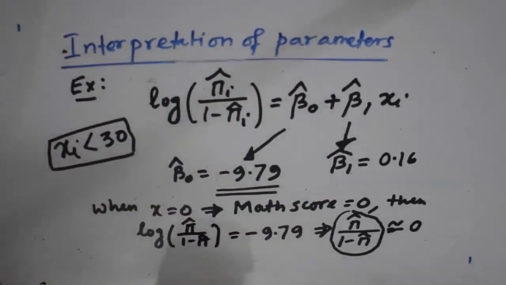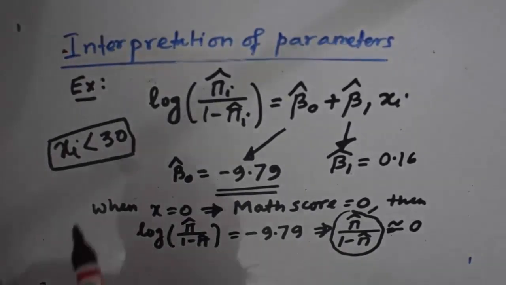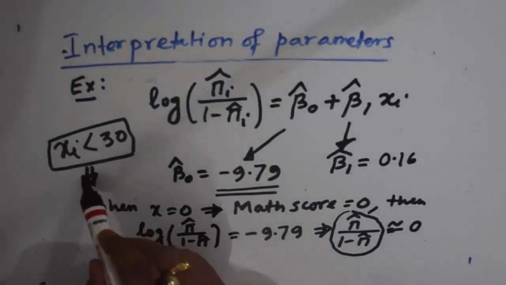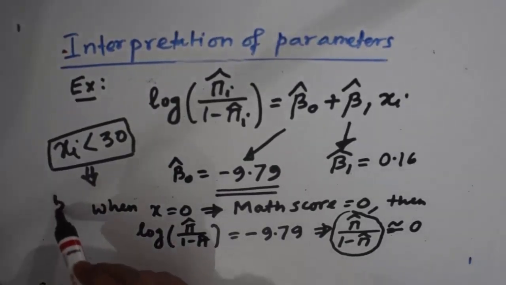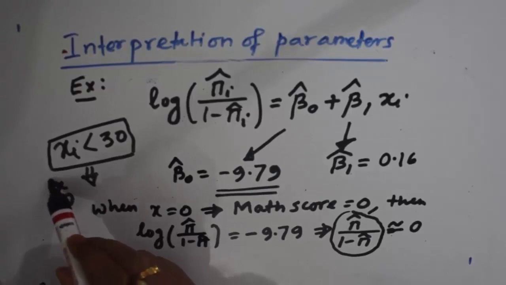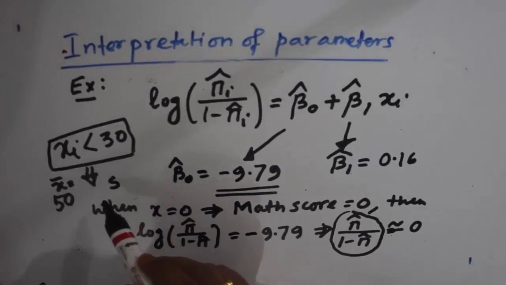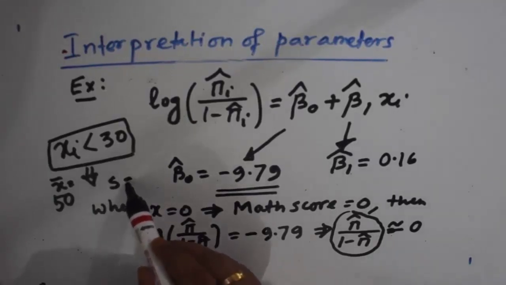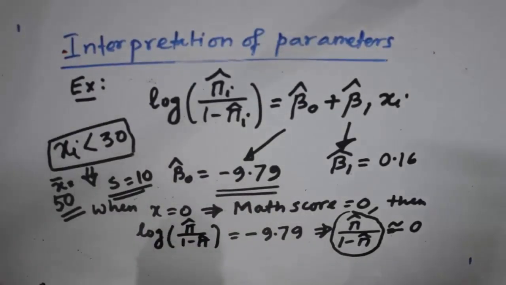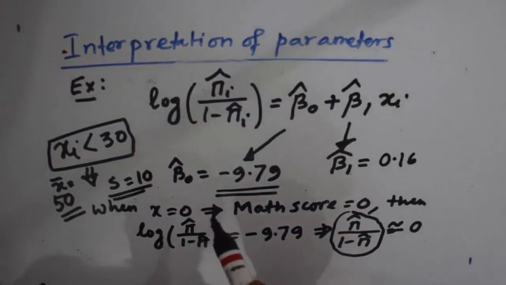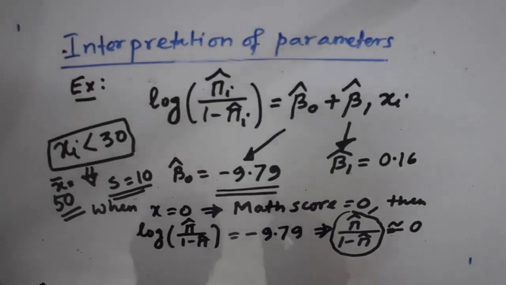Moreover, we have seen that the mean math score is 50 and standard deviation approximately 10. Hence, here beta naught has no real interpretation.